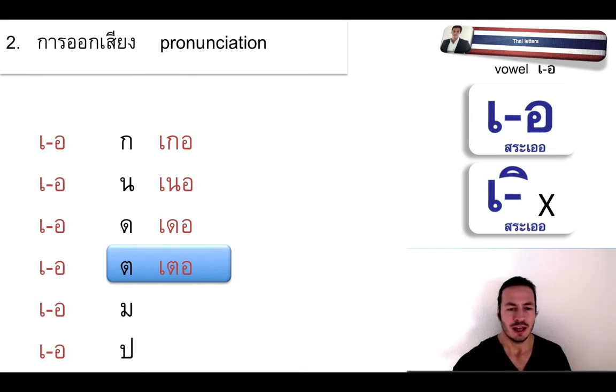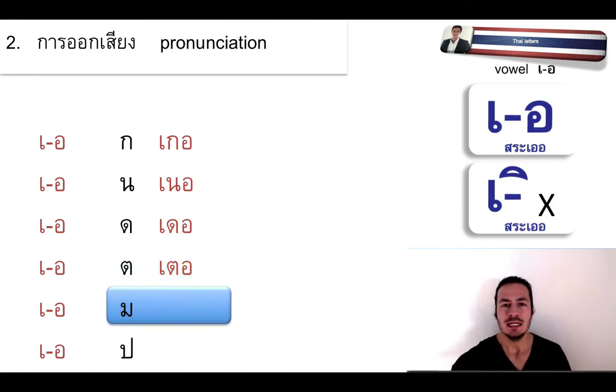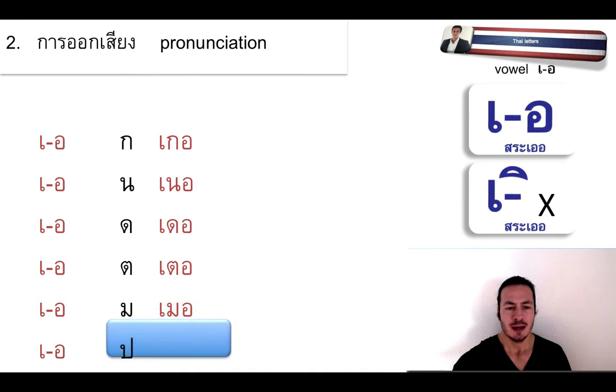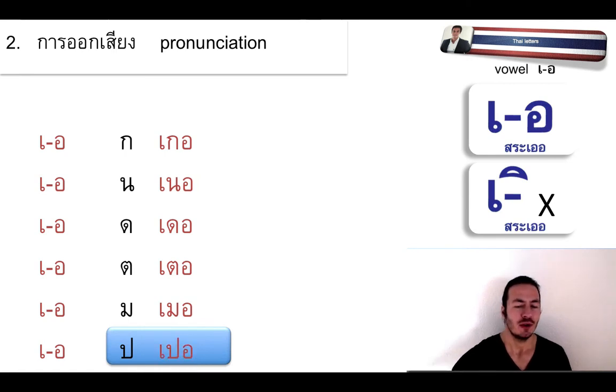Okay. Then we have mama plus sara results in m, m, m. All right. And the last one in this line, pa bla plus sara results in p, p, p. Okay, this is how the standard version of the vowel is used in Thai language and Thai syllables.